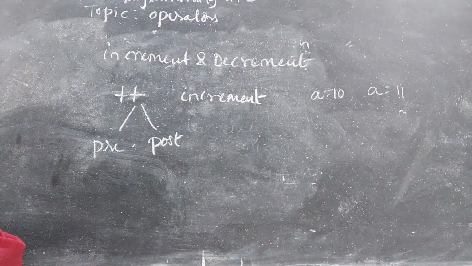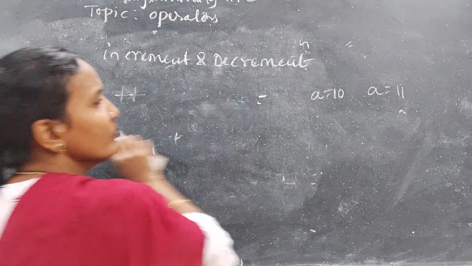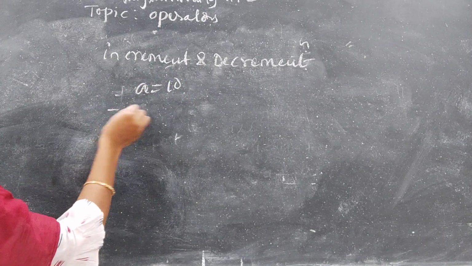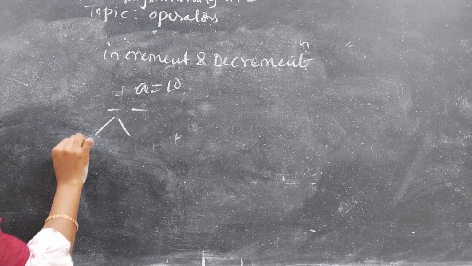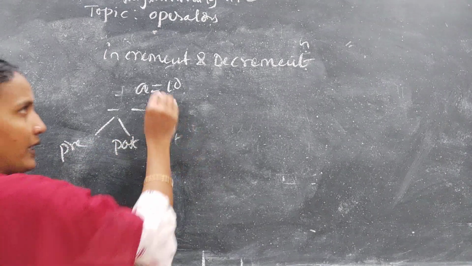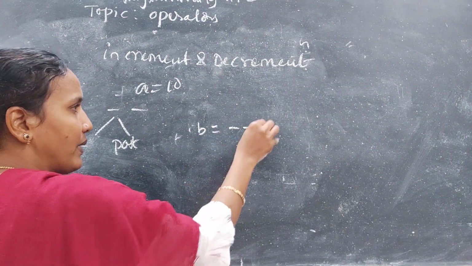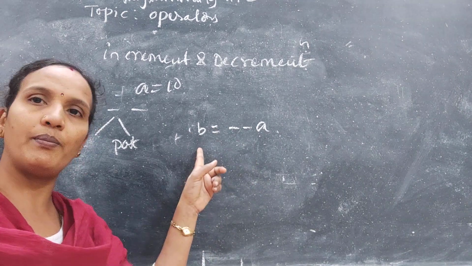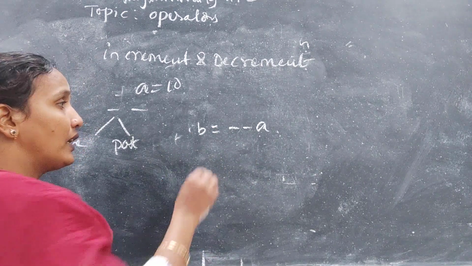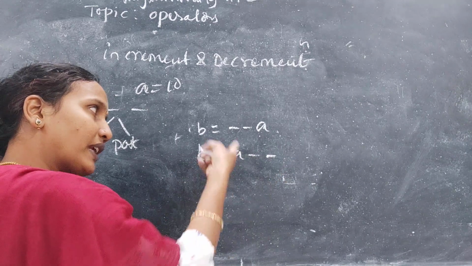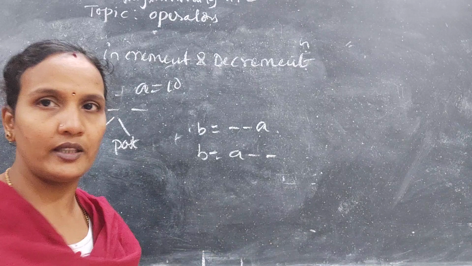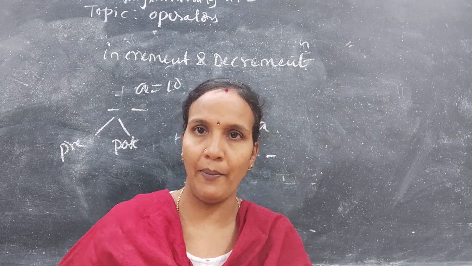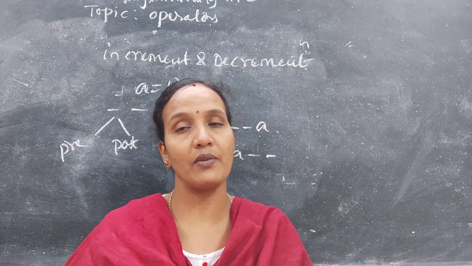Next, decrement also has pre-decrement and post-decrement. Suppose a value is 10. If we write b equals minus minus a, a is decremented first, so a is 9, and then it is stored in b. That is a pre-decrement. If b equals a minus minus, first a's value is stored in b, then a is decremented by 1, so a becomes 9. Both methods are the same, but the difference is whether the value is assigned first or incremented first.